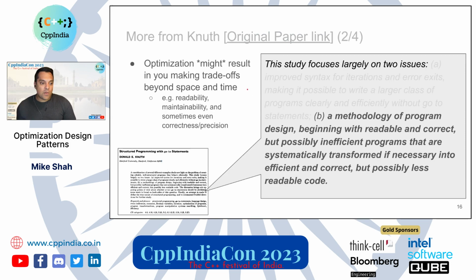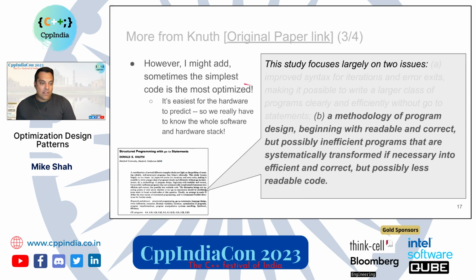So optimization in our code might result in us making some other trade-offs beyond time and space, which is what we're going to talk about, because that's what we often trade to get performance. But sometimes we're also considering readability, maintainability, or correctness and precision. And some of that's just about learning, again, what these patterns are, or these different strategies.